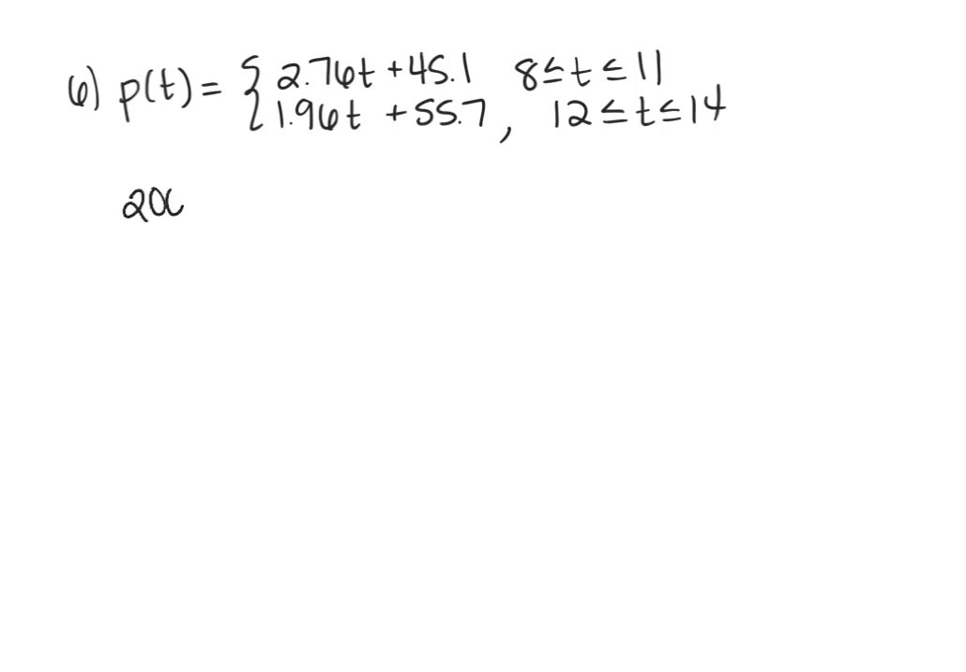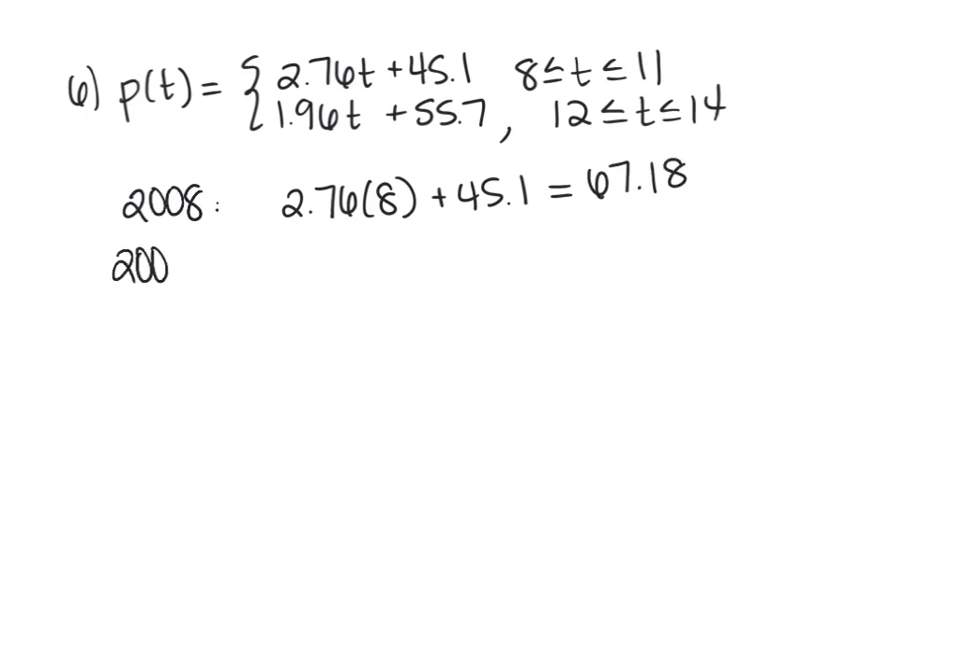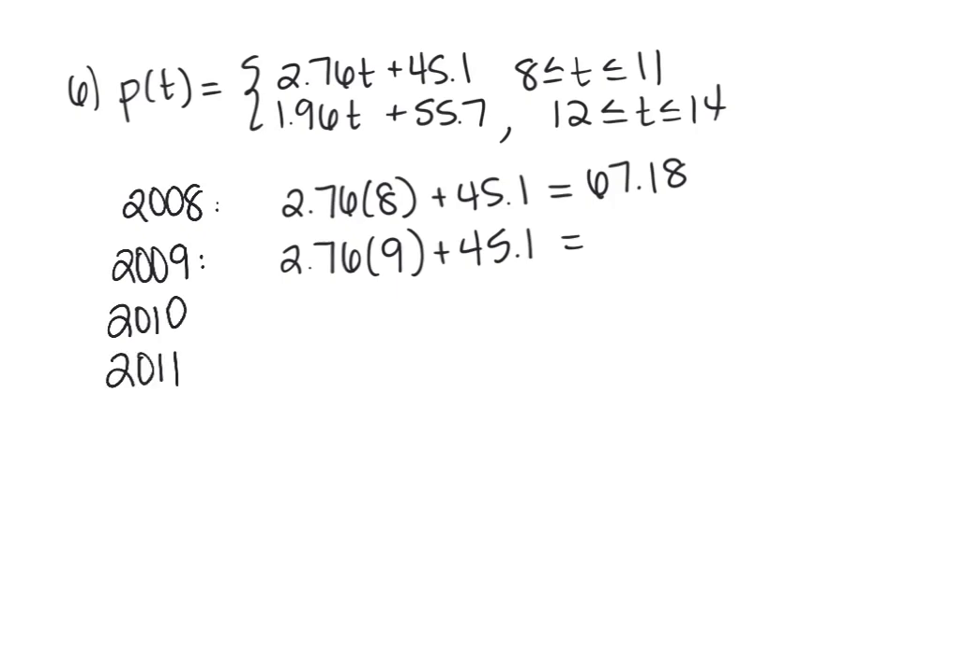So when we find 2008, I need to plug into that top function, and I'll do 2.76 times 8 plus 45.1. You put that in the calculator, you get 67.18. Same thing for 2009. I plug into 2.76 times t, so I'll plug in my 9 and then add 45.1, and you can do that one. For 2010 and 2011, I'll still do the same thing. I'll use the same equation because for any value of t between 8 and 11, I use the first equation.